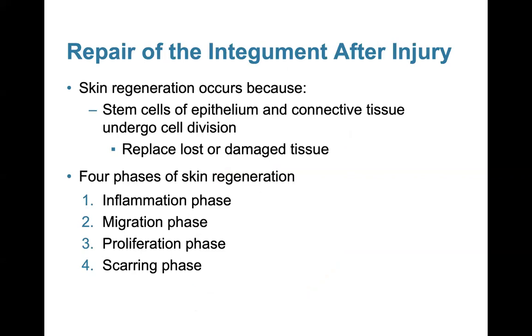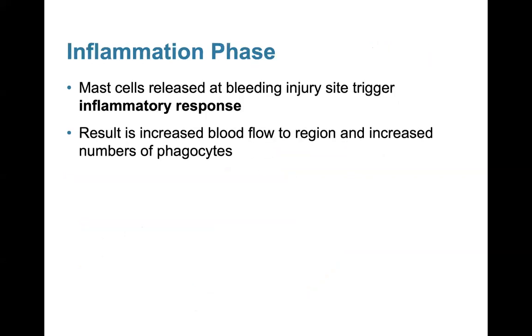Now, unfortunately, skin does get damaged, and skin regeneration occurs because the stem cells of the epithelium and the connective tissue can undergo pretty rapid cell division, and that will end up replacing any lost or damaged skin tissue. There are 4 phases that we see with skin regeneration. First is the inflammation phase, then the migration phase, proliferation, and then the scarring.